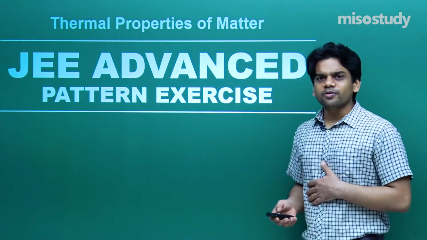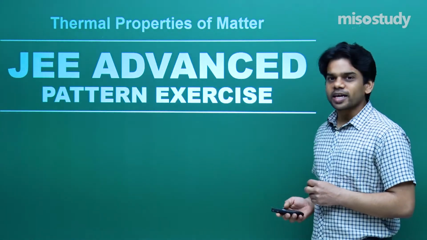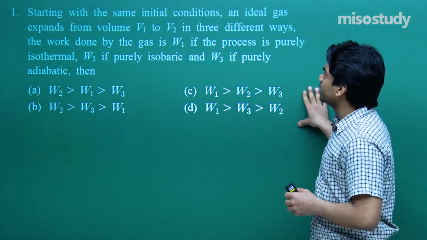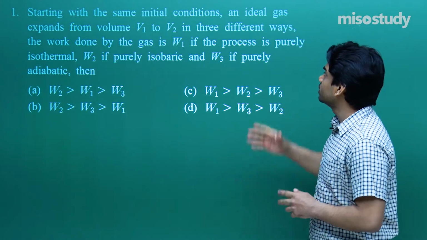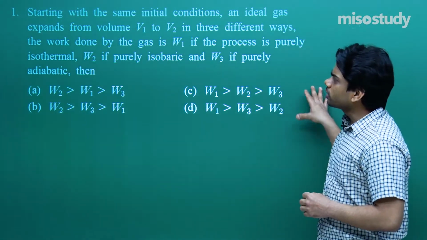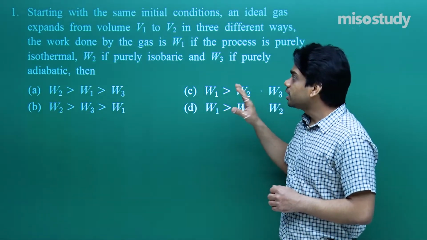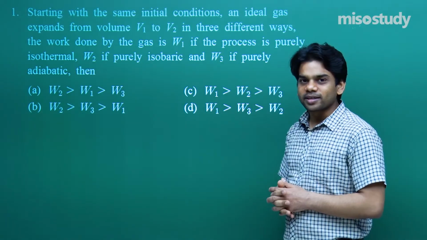Let's go ahead with the first question of this chapter, thermal properties of matter based upon the JEE Advanced pattern exercise. The first question comes here. Starting with the same initial conditions, an ideal gas expands from volume V1 to V2 in 3 different ways. The work done by the gas is W1 if the process is purely isothermal, W2 if it's purely isobaric, and W3 if it's purely adiabatic.